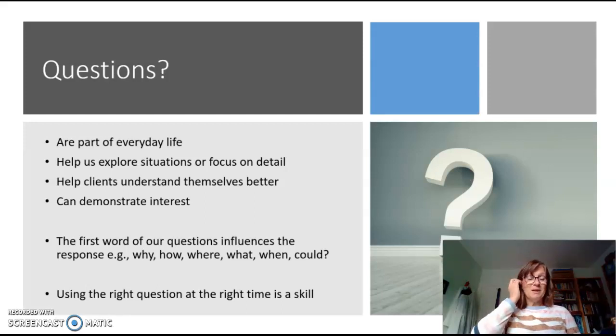We can't do our jobs without asking questions. Questions are part of everyday life and they're really important. They help us to explore the situation, give us a bit more detail, and can help the clients to explore things and understand themselves better. And of course, they can convey that we're really interested. But what we need to be mindful of is how we word them and when we use what type of question. So we tend to have, why, what, how, where, when, could.